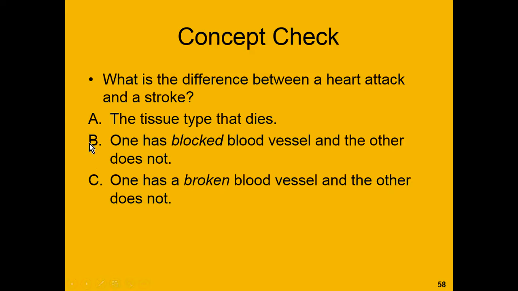The correct answer is A, the type of tissue that dies. During a heart attack, we have cardiac muscle tissue that dies, and during a stroke, or a cerebrovascular accident, we have brain or nervous tissue that dies off. And that's all we have for this chapter.